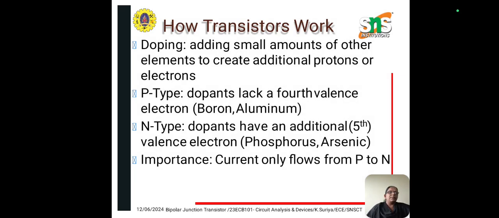So doping is nothing but adding small amounts of other impurities or elements to create additional protons or electrons. Based on the type of doping, there are two types, p-type and n-type. In the p-type, the dopants lack a fourth valence electron, for example boron or aluminum. In the n-type, dopants have an additional fifth valence electron, for example phosphorus and arsenic. So current only flows from p to n.